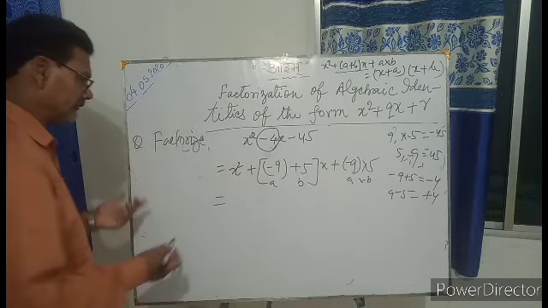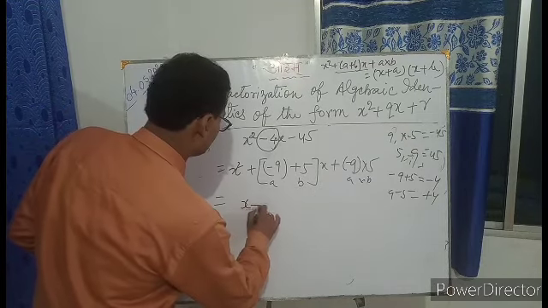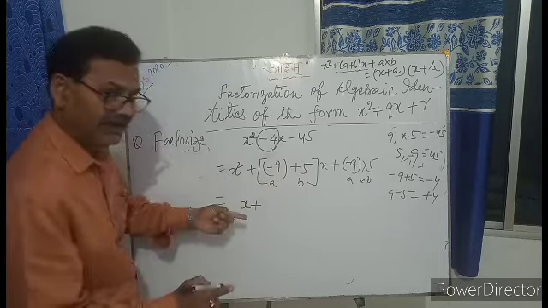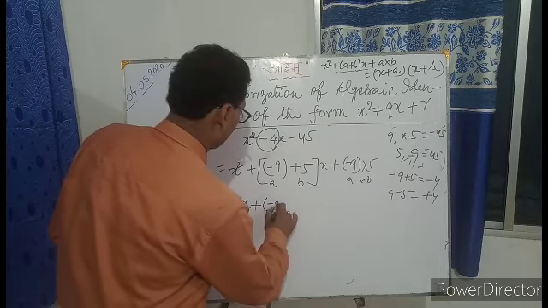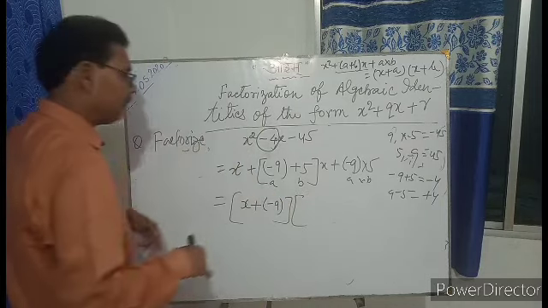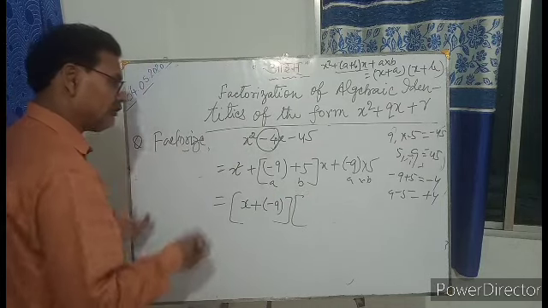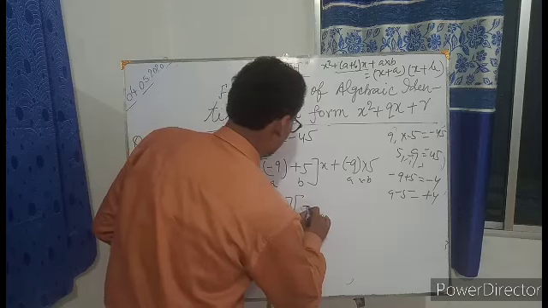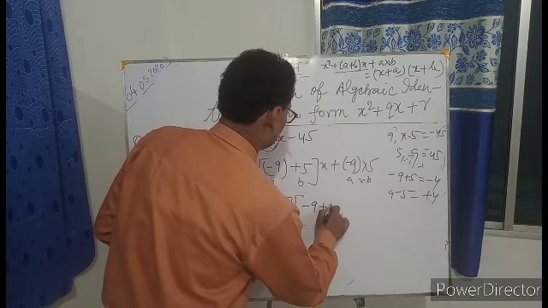And so in this way we are going to have the factor that is x plus a. What is a? A is -9, so write in the bracket. Okay, put it like this, and now x plus a into x plus b. What is a? A is -9, and what is b? It is 5.